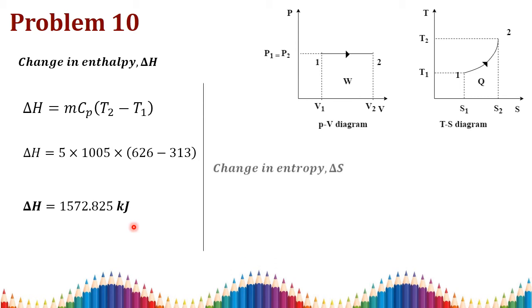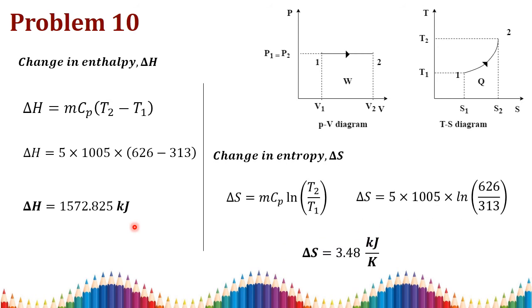Then the last one is change in entropy. So the change in entropy equation, from the derivation, is delta S equal to m Cp, mass into specific heat capacity at constant pressure, into ln of T2 by T1. We know T2 and T1 in this question, so we can substitute directly, or otherwise we know V2 by V1 also, so by replacing T2 by T1 with the volume ratio, we can get the same answer, that is change in entropy as 3.48 kilojoule per Kelvin.